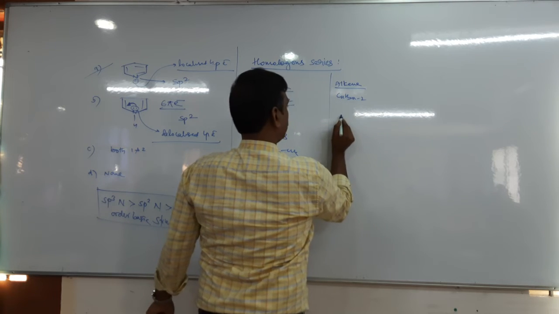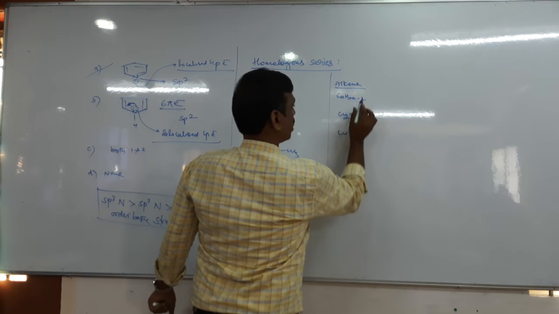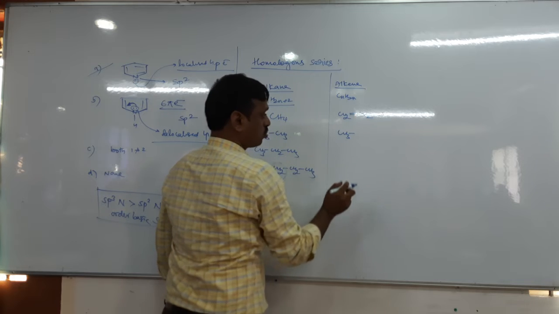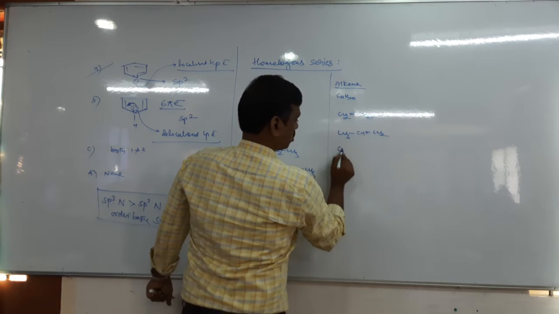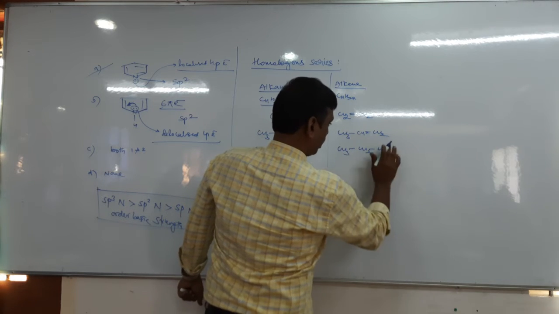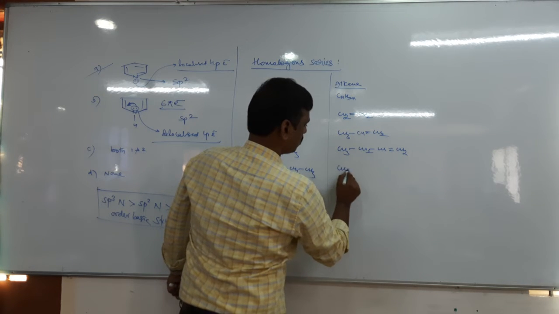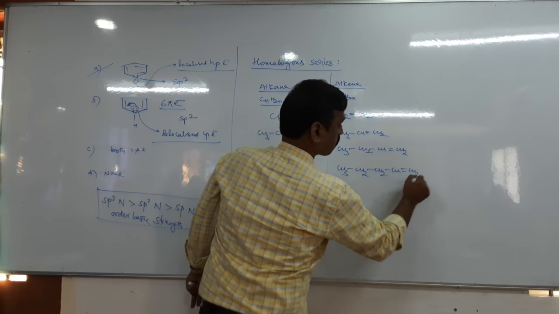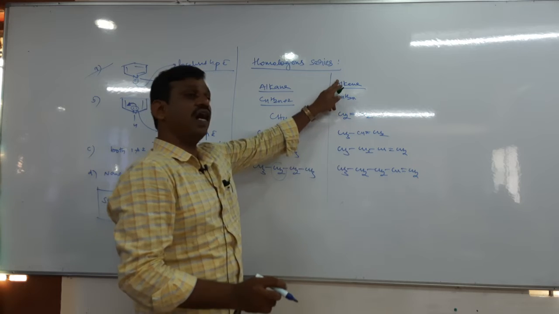CnH2n-2. The first member of alkene is ethene. Alkene: the first member is CH2=CH2. The second member is... The third member is CH3CH2... Then from each member to the next, what increases? One CH2 group goes on increasing. Therefore, all these members are also called the homologous series of alkene.